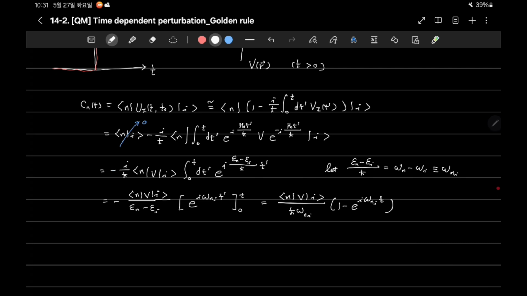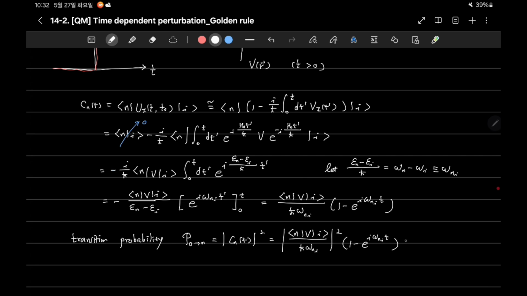So the transition probability from 0 to n is c_n(t) squared. It is |<n|V|I>| over h bar omega_ni squared, times (1 minus exponential of i omega_ni t) and its complex conjugate (1 minus exponential of minus i omega_ni t).